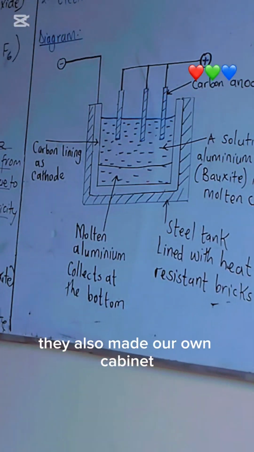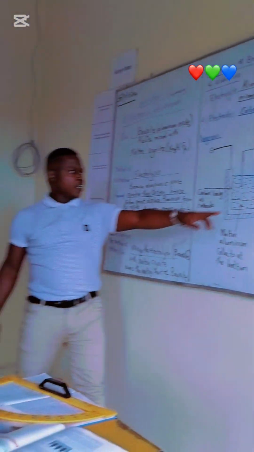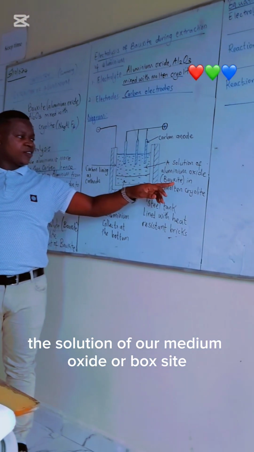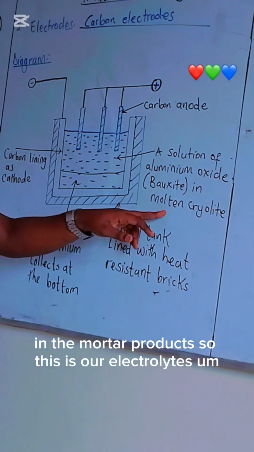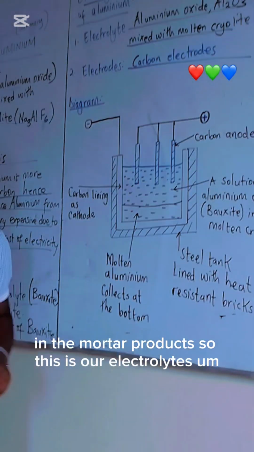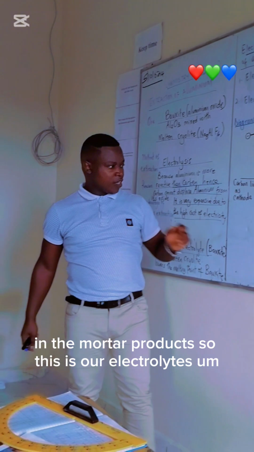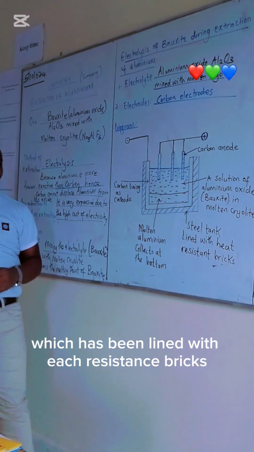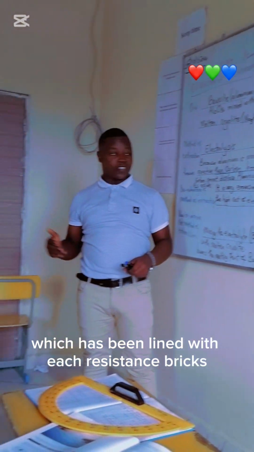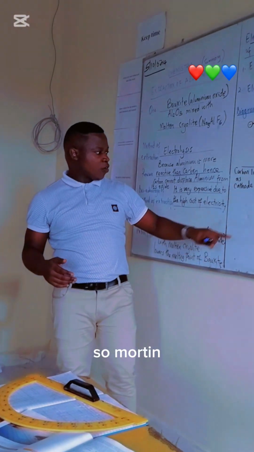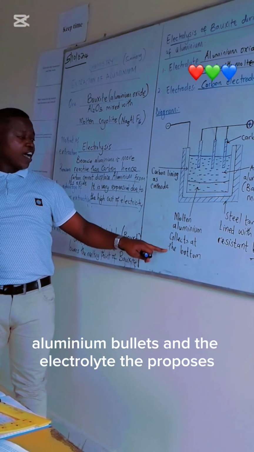They are also made up of carbon. The solution of aluminium oxide or bauxite in the molten chloride. So this is our electrolyte. We use a steel tank which has been lined with heat-resistant bricks. So molten aluminium collects at the bottom.